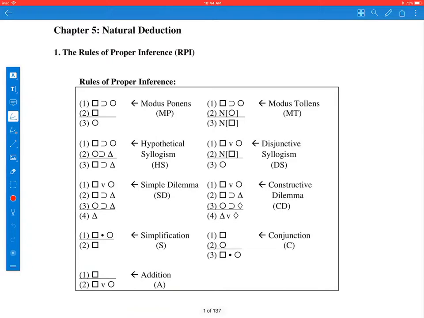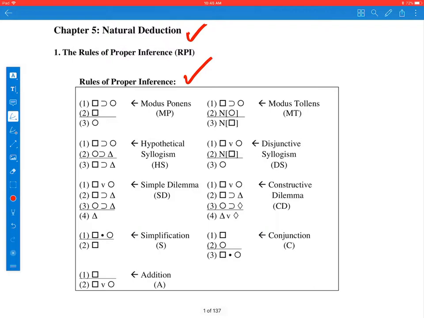Today I'm going to introduce you to the rules of proper inference, all these rules in this box down here, so that we can use them in a process called natural deduction to prove that an argument is in fact valid without having to do a massive truth table.